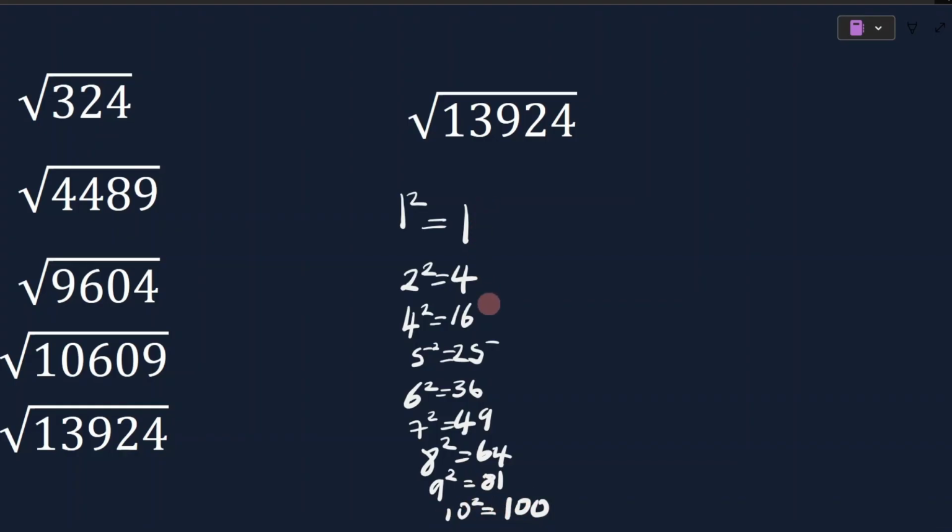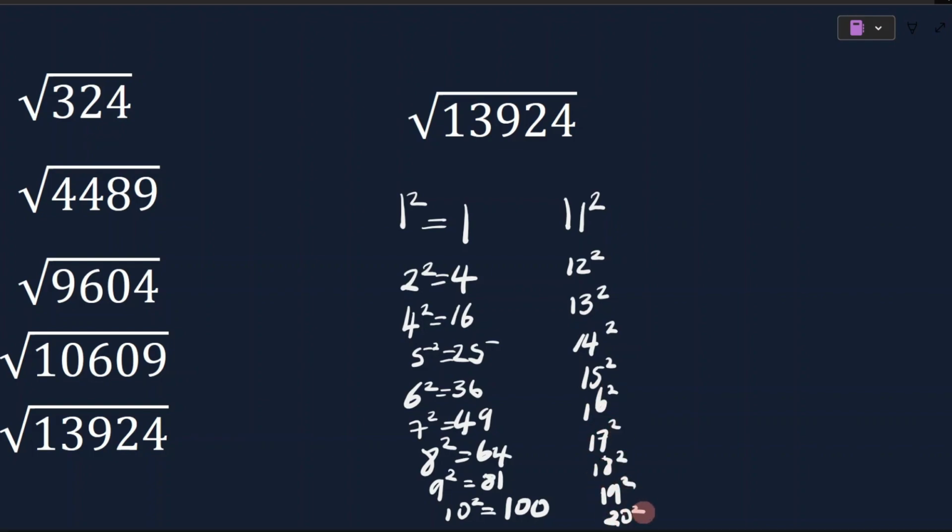We all can relate to this. It is very easy. Let's say it's basic knowledge in square roots. But when we get to 11 squared to 20 squared, this might be a bit harder for some of us. That's 11 squared, 12 squared, 13 squared, 14 squared, 15 squared, 16 squared, 17 squared, 18 squared, 19 squared, 20 squared. Most of us might not find it easy to give the squares of 11 to 20, unlike 1 squared to 10 squared.